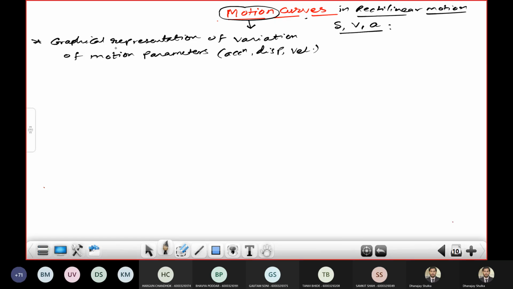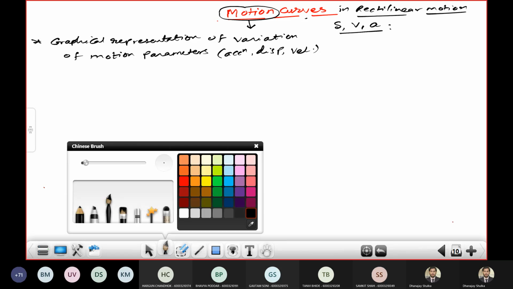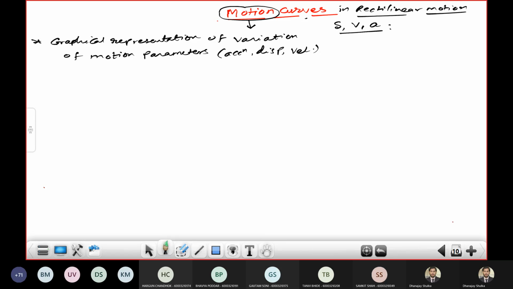Now see here what I have written. These two words are very important: graphical representation of variation. What does variation mean? Variation means how it is varying. Suppose I take acceleration. You know the graph is plotted between two coordinates, one is x and one is y. One is called the dependent variable and the other is the independent variable. So let's say I have y is equal to f(x).